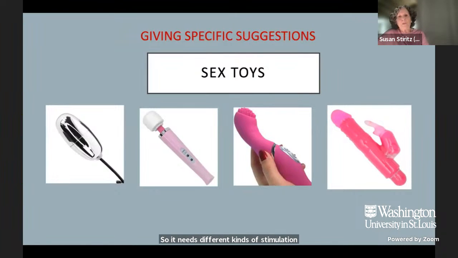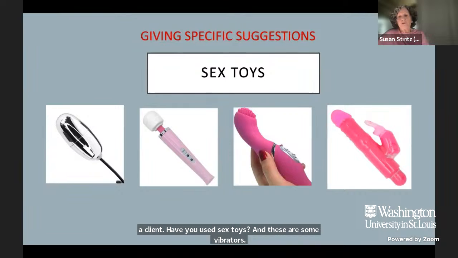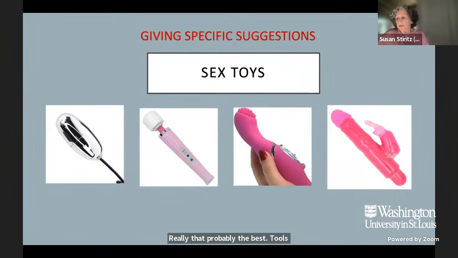For that reason, another specific suggestion would offer a client, have you used sex toys? And these are some vibrators, really probably the best tools for overcoming anorgasmia, never having had an orgasm before, or having a hard time having one. And some of the other interventions would include masturbation training, exploration with partners, bibliotherapy, pornography, erotica, joining a sect, taking training.